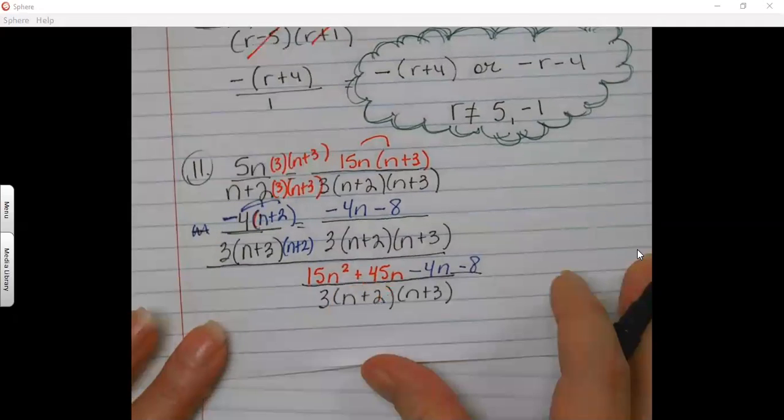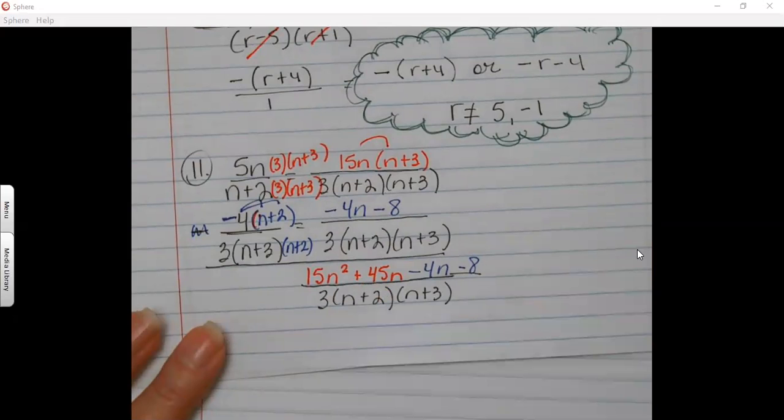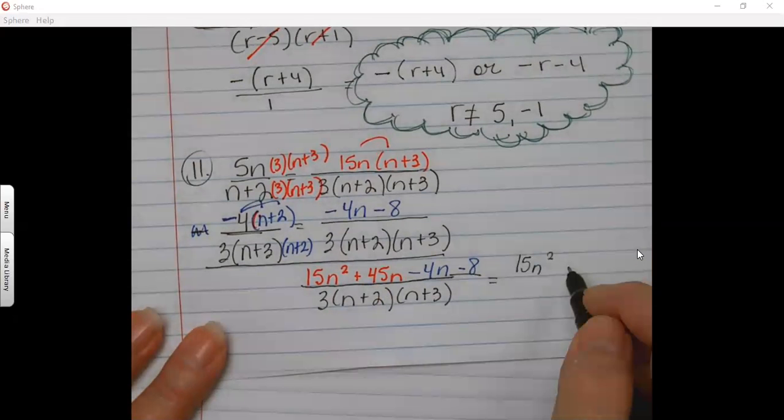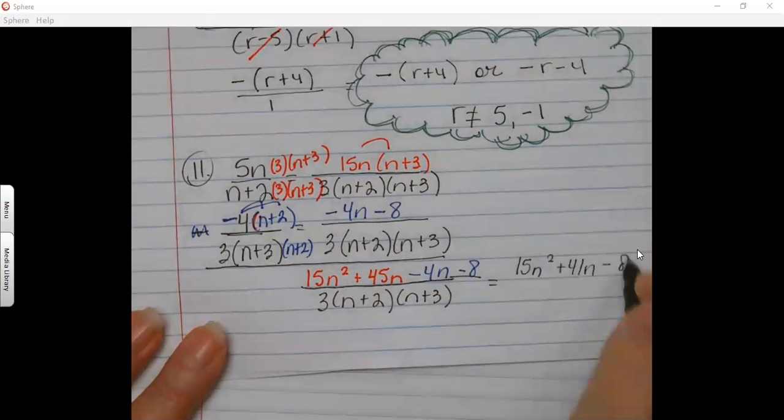My numerator, let's see, in standard form, I have some like terms. That would be 15n squared. 45n minus 4n would be plus 41n minus 8, all over 3 times n plus 2 times n plus 3.